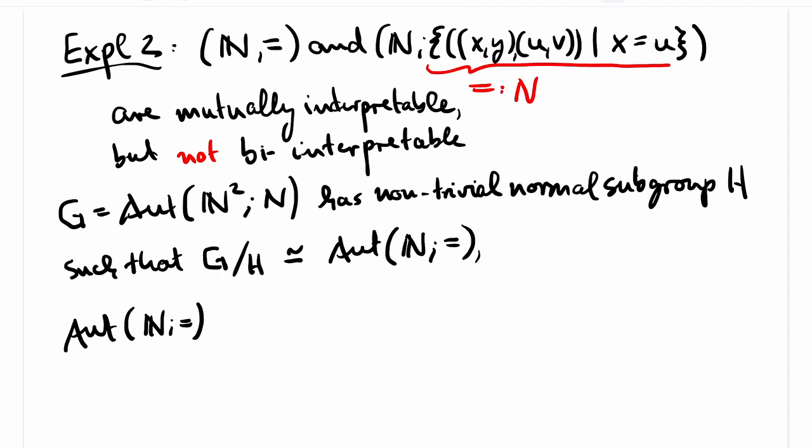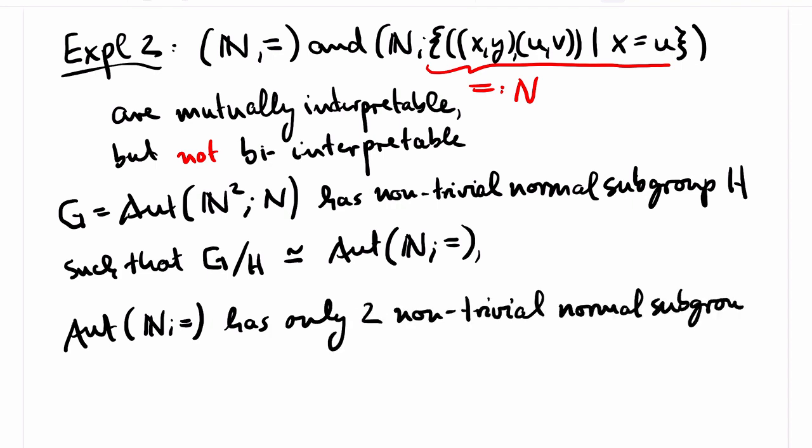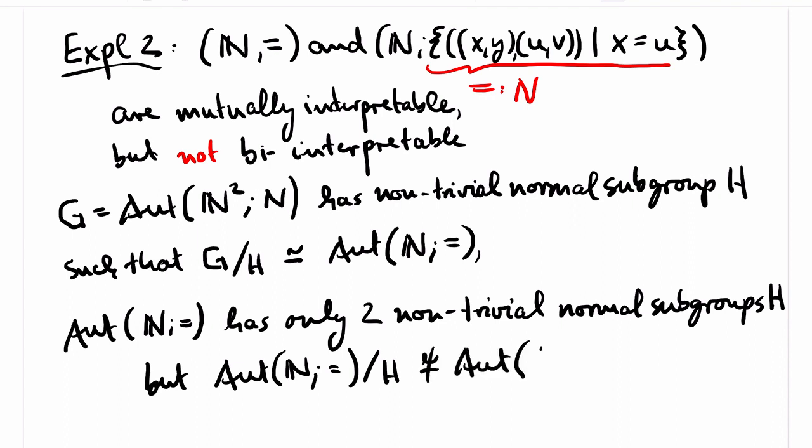The non-trivial normal subgroups H of this group have been classified by Schreier and Ulam. There are precisely two. But from the description of these normal subgroups, it is clear that the quotient of G by H is not isomorphic to the full symmetric group. Therefore, the two structures are not bi-interpretable.